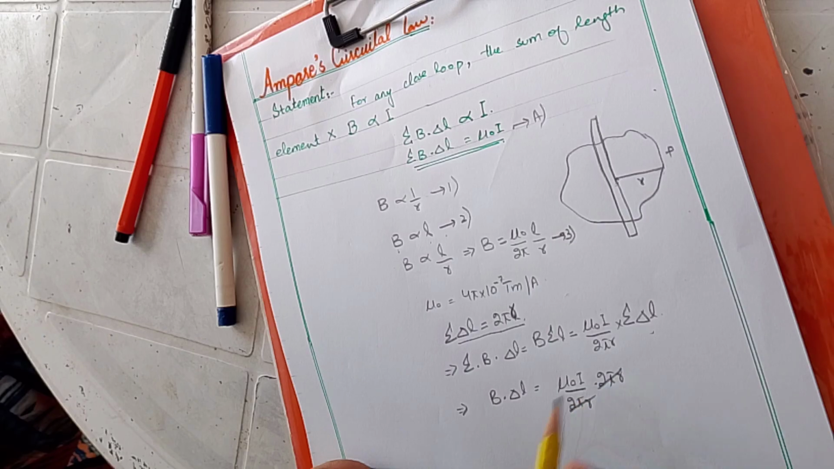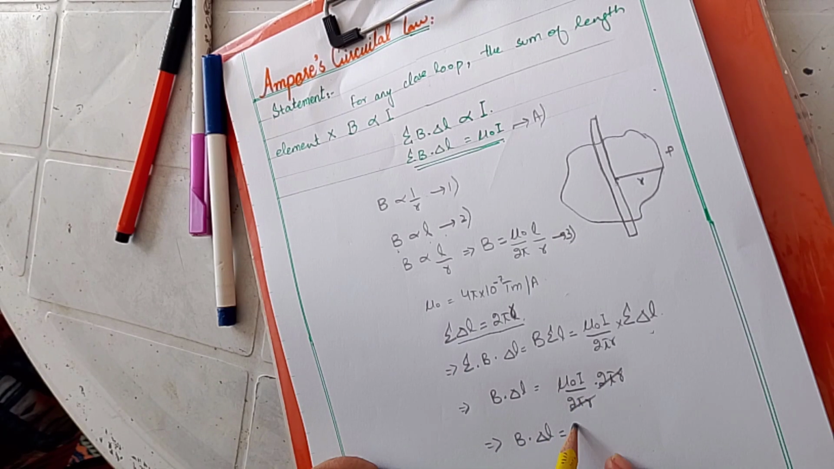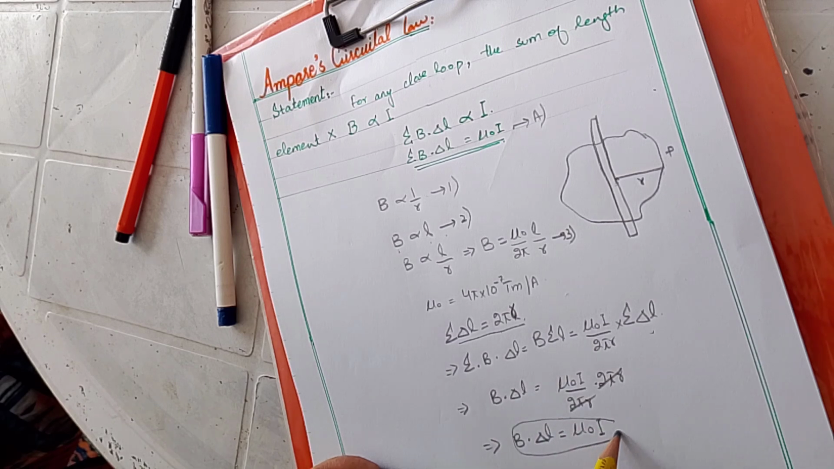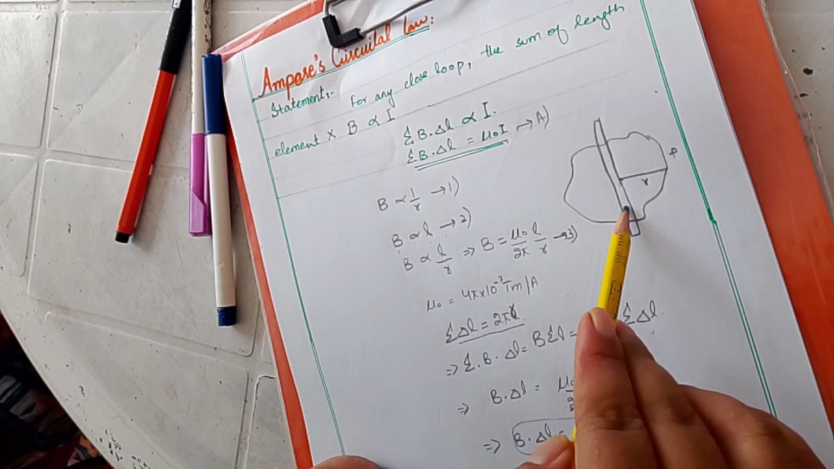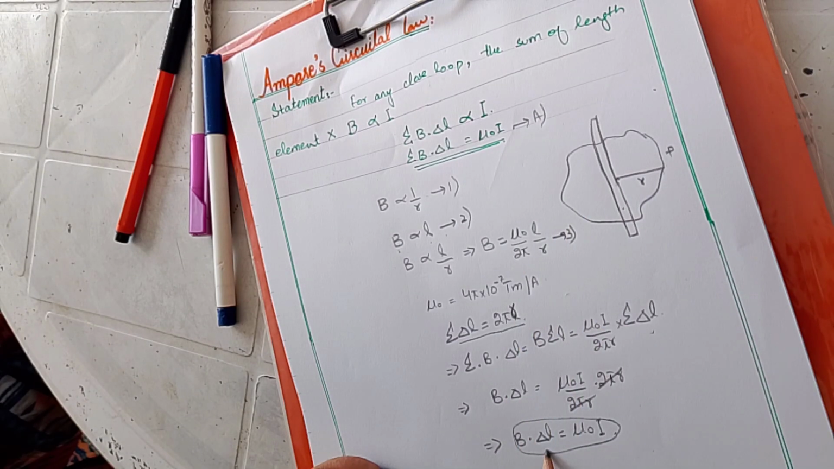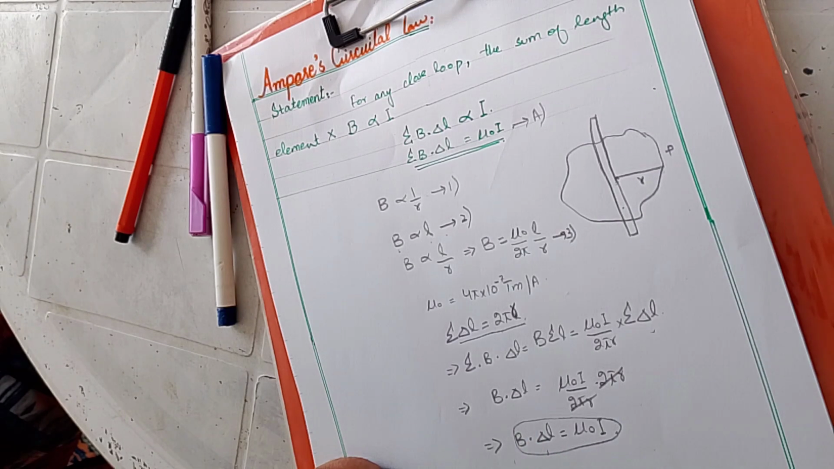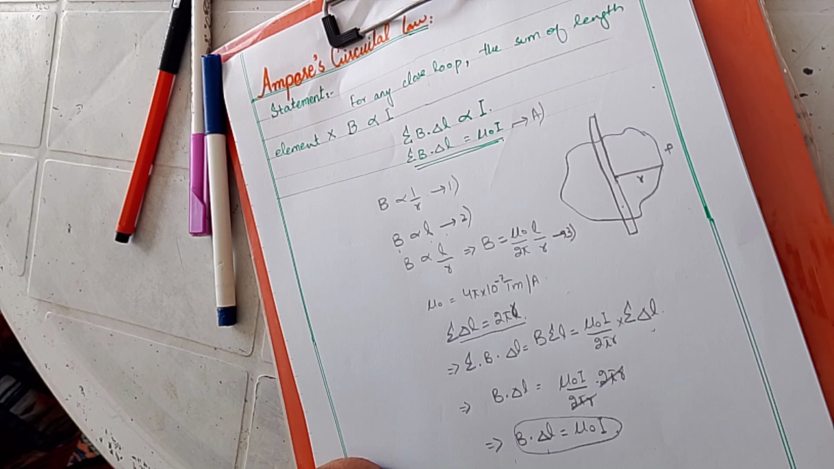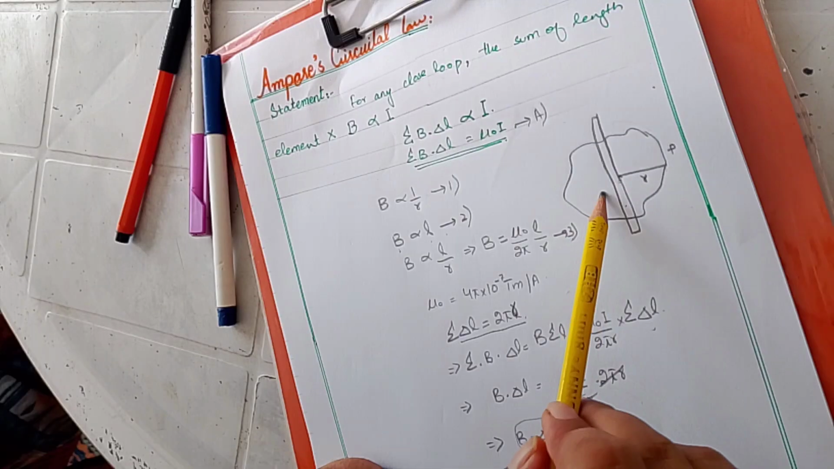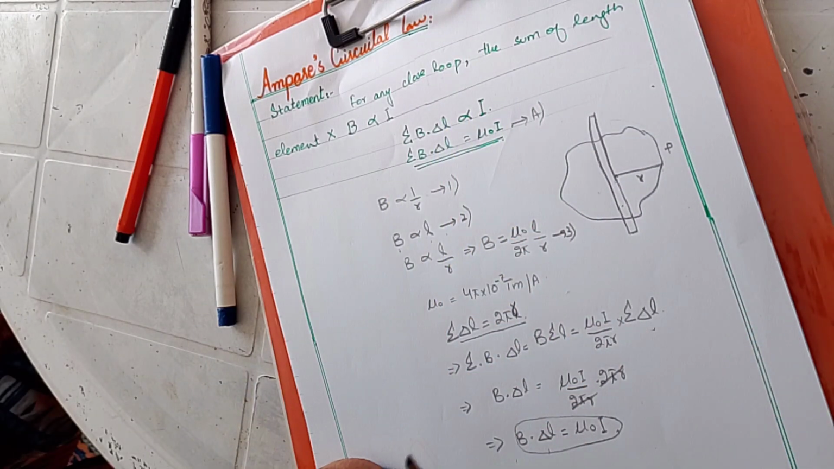So this will be cancelled, and we are left with B dot delta L equals mu naught I. So here we have proved that for any closed loop, the sum of length element multiplied by magnetic field will be equal to the current enclosed in that loop. This is the derived mathematical form of Ampere's law. The closed path is called the Amperian path.